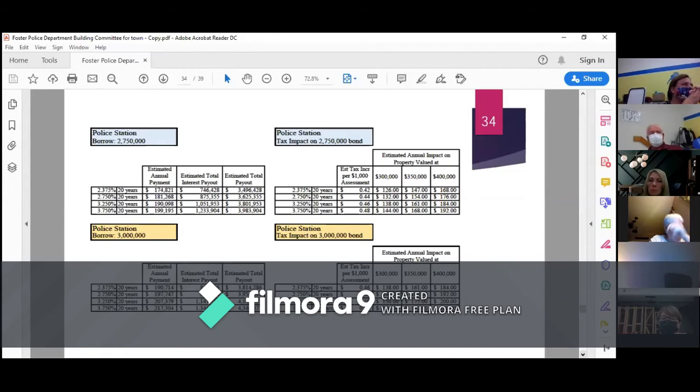Now that's on a $3 million bond, not 2.4, that's $3 million, which should have enough money to do everything you want to do. And that's at 2.375. But even if you went up to 3.75, which I'm sure we're not going there anytime quick, that's like $156 on that same $300,000 home. So again, there's an investment in a new police station as opposed to what you will be paying if you don't do it, which is going to be a lot of money, right? So you want to kind of think about that.